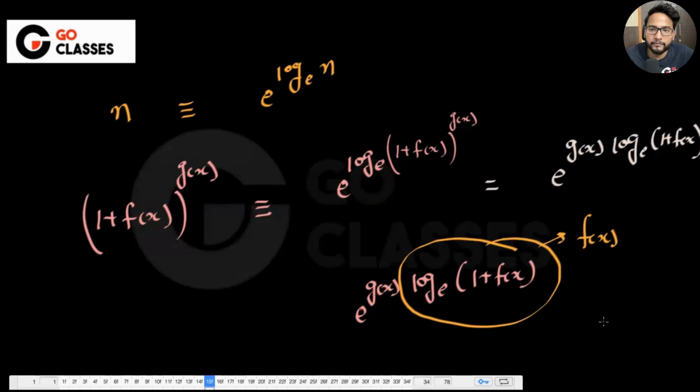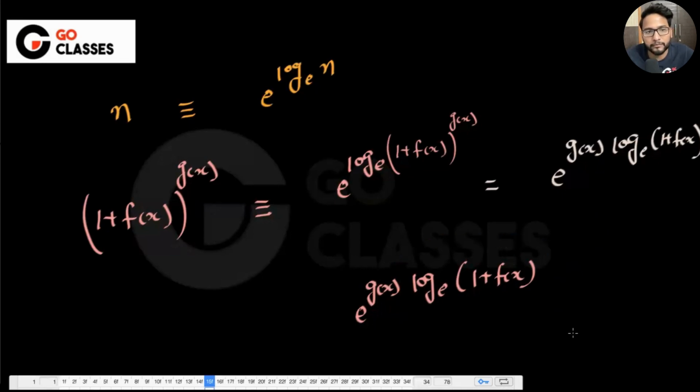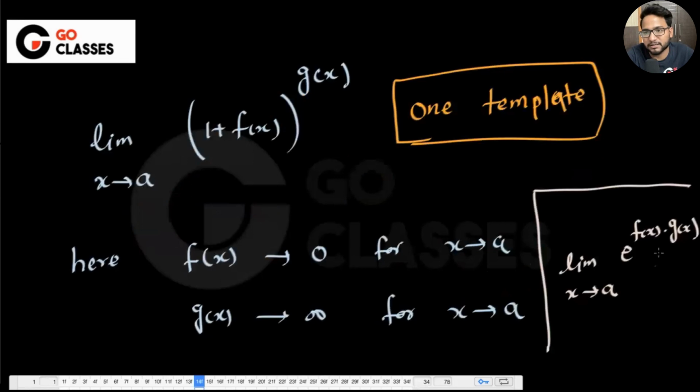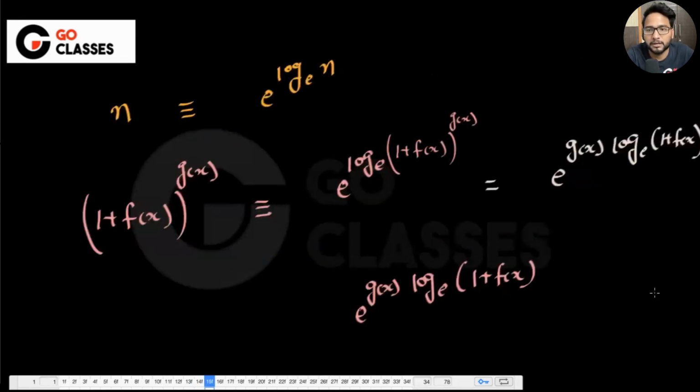Is this okay to everyone? Matlab, this is what we have just got. Yeah, I will come to that. This is what we have just got. But the answer is something else. Answer is this: e power fx into gx. So are we doing something wrong? Let me know. Are we doing something wrong? So why are we not getting the same answer as earlier?